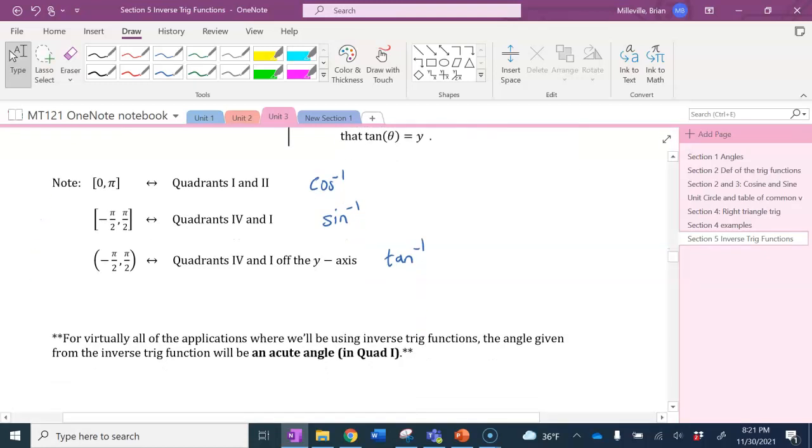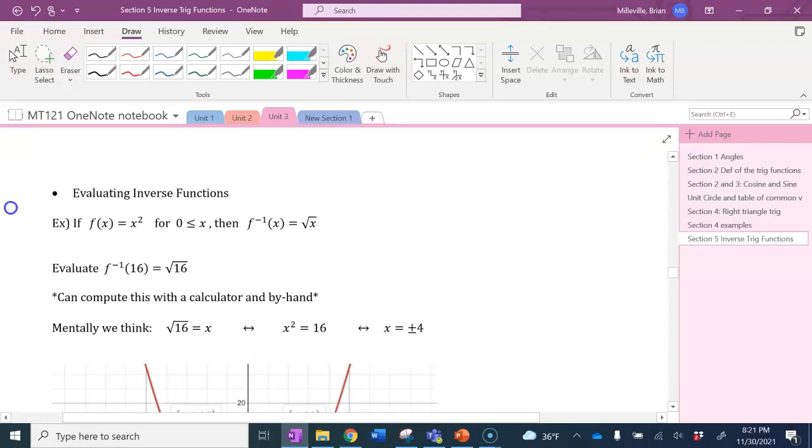Quick note before we get into some of the examples. For almost all the applications we're going to be doing using inverse trig functions, the angle that we're going to get out of those inverse functions will be acute angles. So it'll be in quadrant 1. So we won't have to, in our applications, worry so much about these interval restrictions.